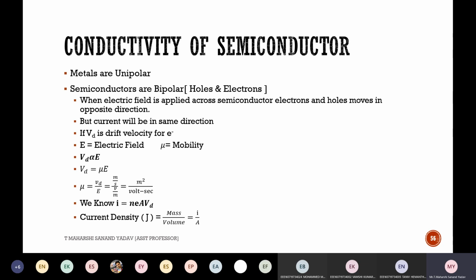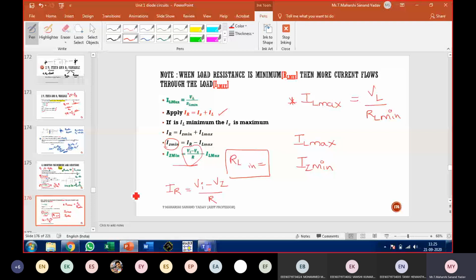If IZ is minimum, obviously IL will be max. If IL is maximum, RL will be minimum. I got three conditions you can observe here. RL minimum, so IL will be max, and if IL is maximum, IZ will be minimum. Clear till this point?